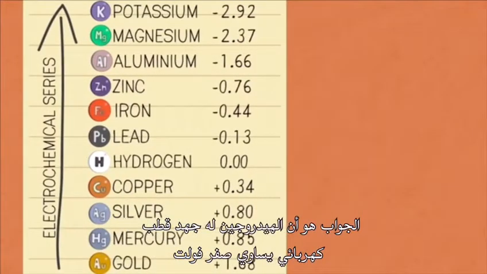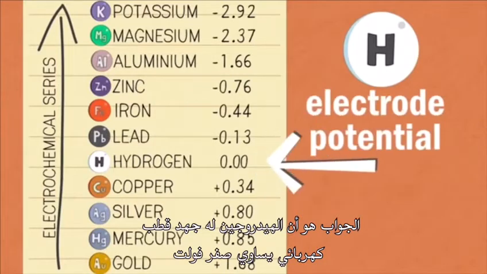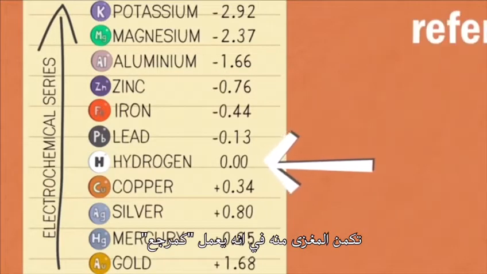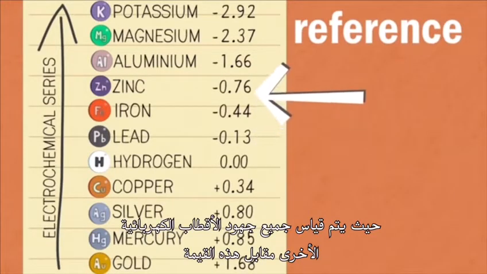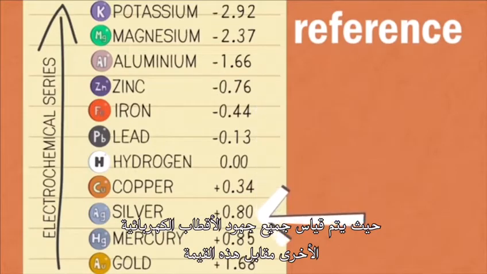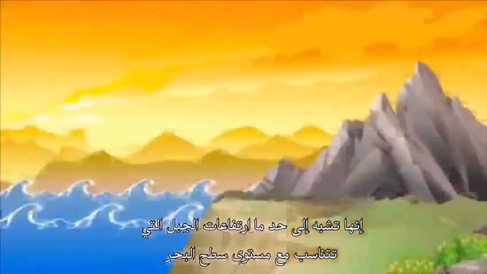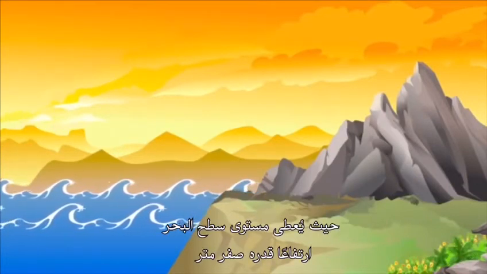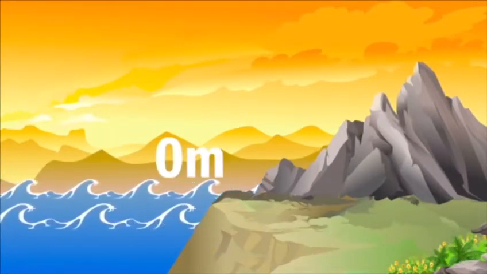The answer is that hydrogen has an electrode potential of 0 volts. The significance of this is that it acts as a reference. All other electrode potentials are measured against this value. It's a bit like the heights of a mountain, which are relative to sea level. The sea level is given a height of 0 meters.